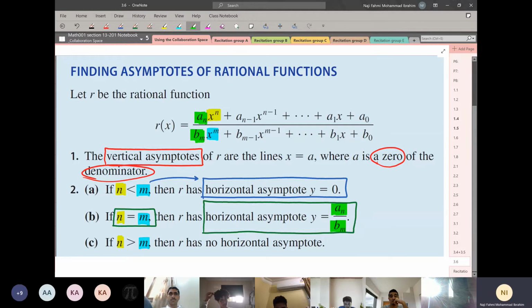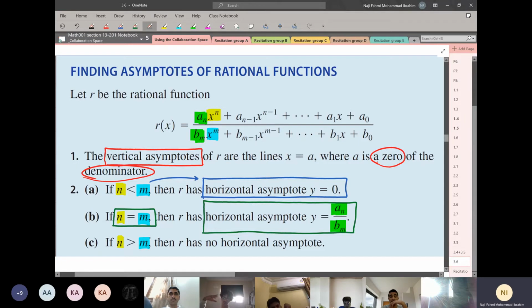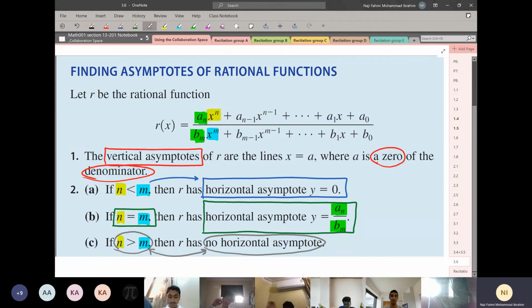And the last case, if the degree of the numerator is more than the denominator, we say this one has no horizontal asymptote. In this case, we have another type of asymptote. We call it slant asymptote. Slant means ma'il.